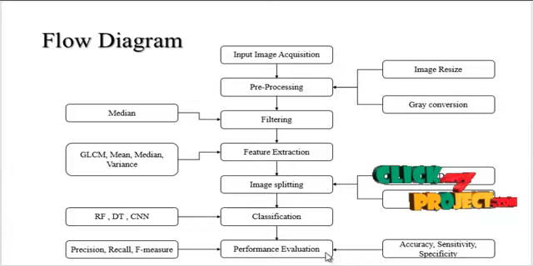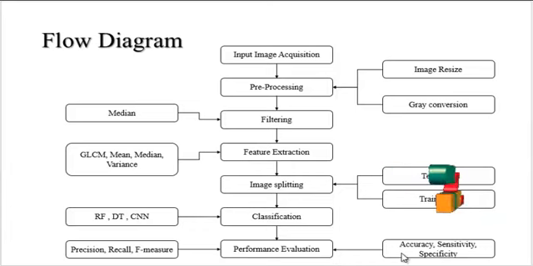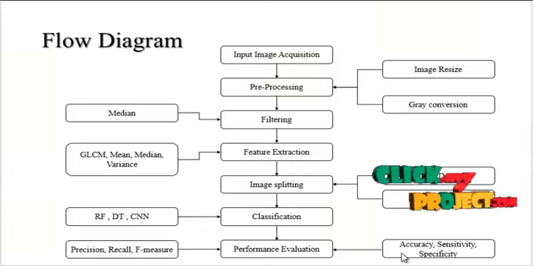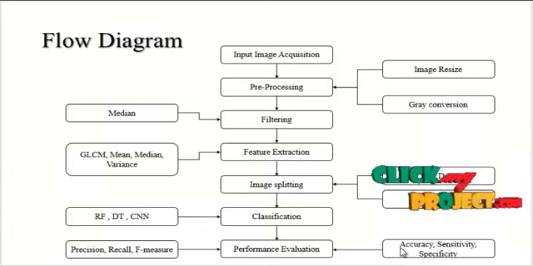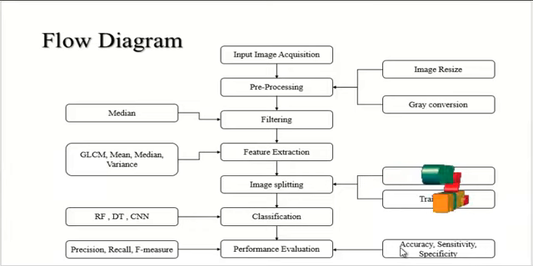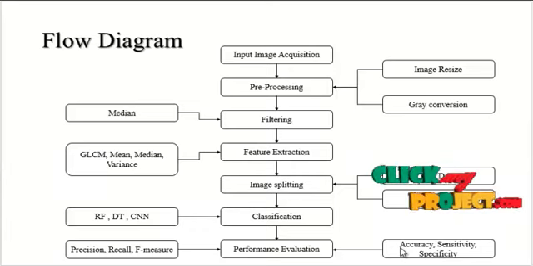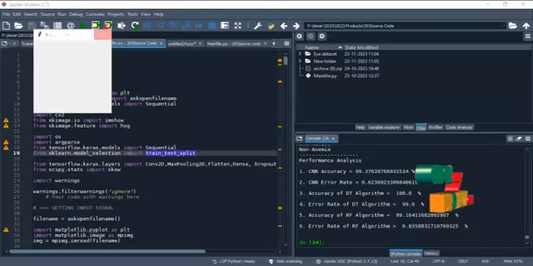In this performance evaluation, we have to identify the accuracy, sensitivity and specificity of the process. These three parameters will be evaluated based on true positive, true negative, false positive and false negative. These are the four parameters which we have formulated to generate the accuracy, sensitivity and specificity. Now we are going to discuss the running procedure of the process.